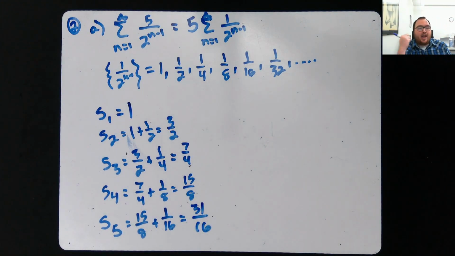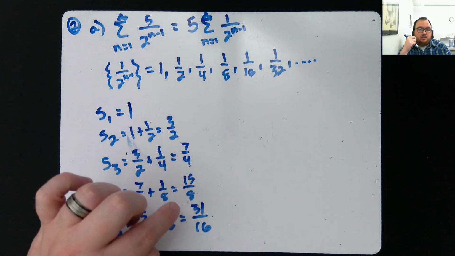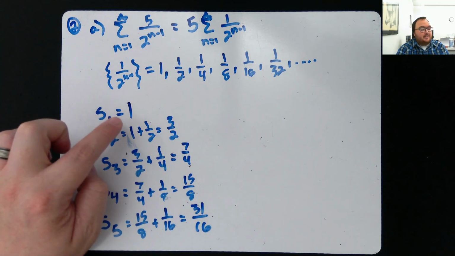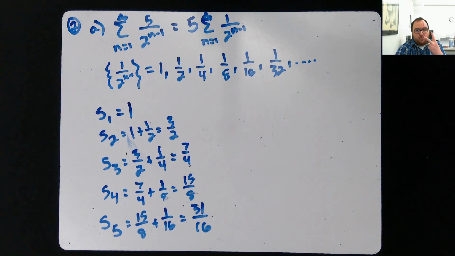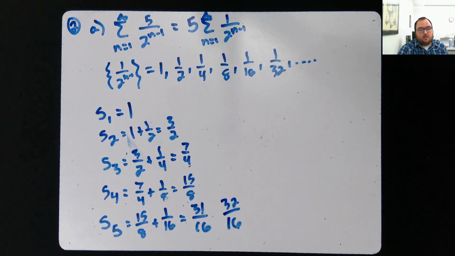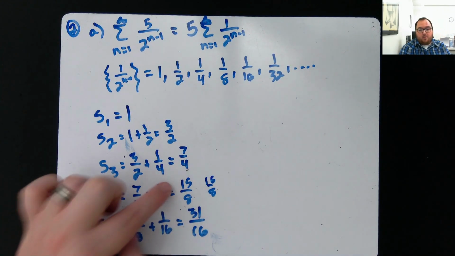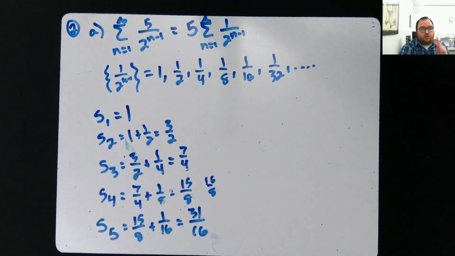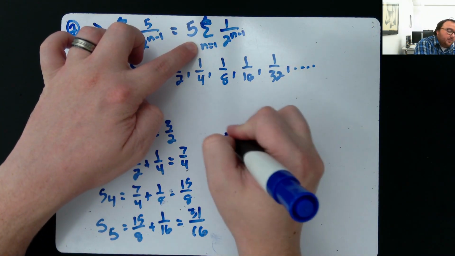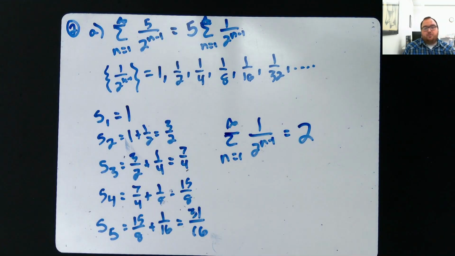So if you notice what's happening, the numerator is 1 less than twice my denominator, right? So what this means is this is getting really close to 2. Because again, 2 would be 32 over 16, right? I'm almost there. Same thing up here. 2 would be 16 over 8. I'm really close, right? I'm getting really close to 2. So this sum is equal to 2 because of that. The partial sums are approaching 2, so the sum is equal to 2.